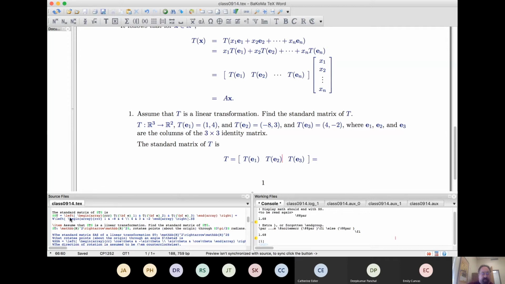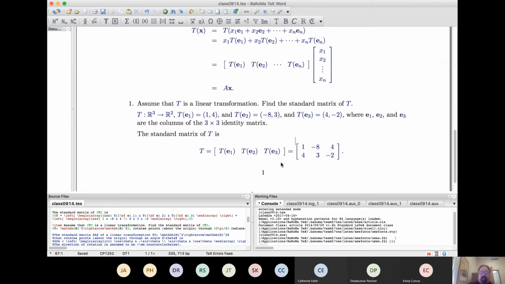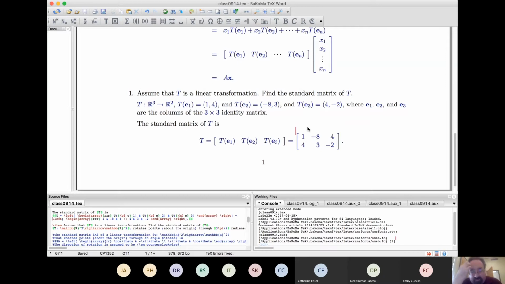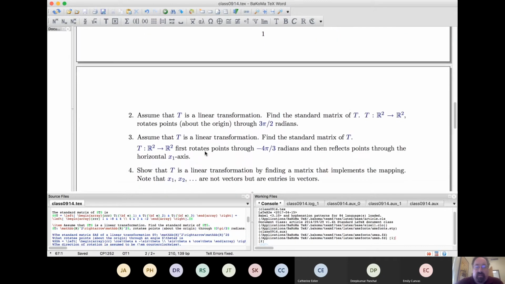So now, T of e1, 1, 4, that's the first column. And then minus 8, 3. T of e2, second column. And then T of e3 is this vector 4, minus 2, third column. And that's it. You're done. That's the matrix. So you just stack the columns side by side.